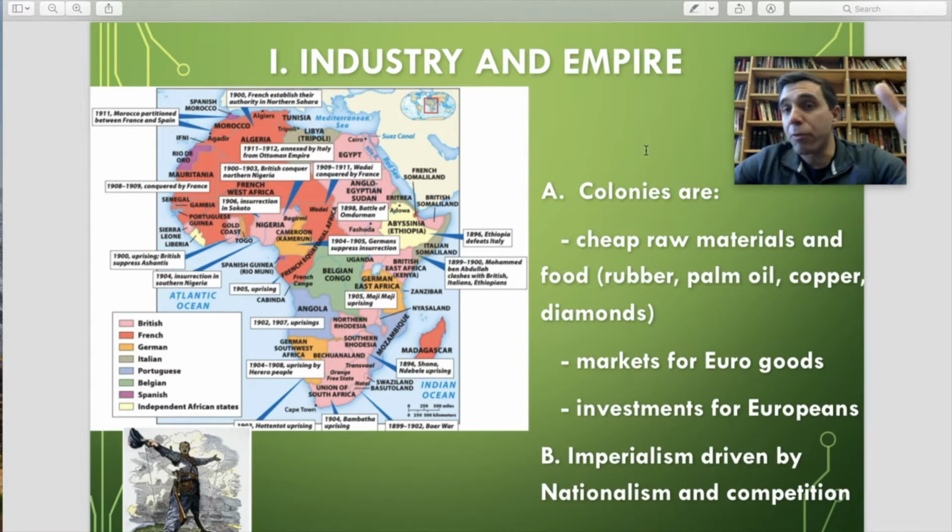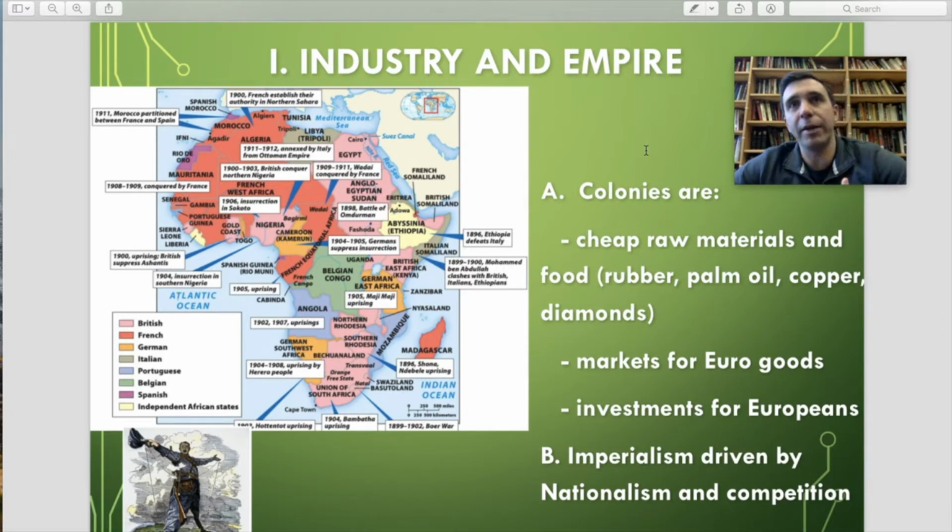Colonies provide cheap raw materials and foodstuffs, because we said in industrialization they're not producing raw materials. They want those raw materials to make finished manufactured goods. Particularly important things for this time frame will be rubber, palm oil, copper, diamonds, and other basic foodstuffs. We'll deal with this a lot more as we get into the basics of this.